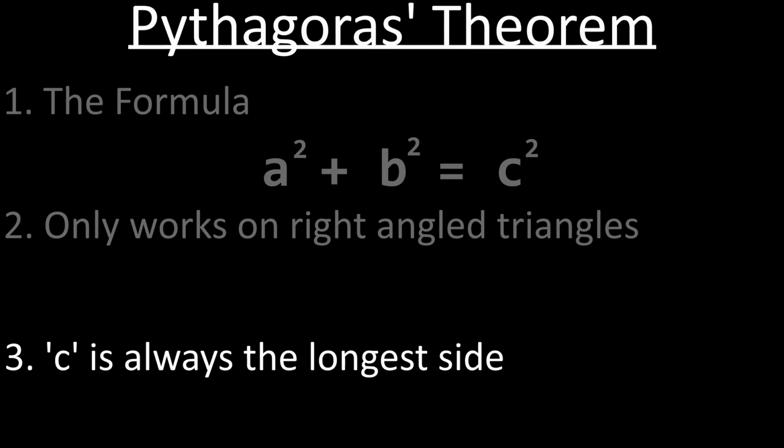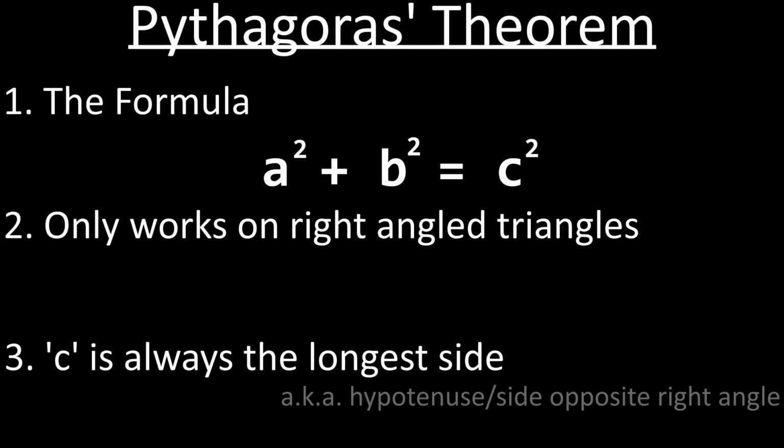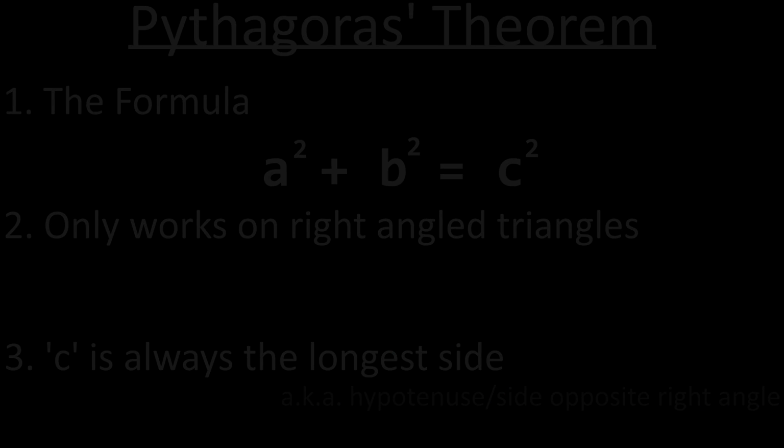Number three, c always represents the length of the longest side, and that is very, very important. Never ever use any of the other letters, a or b, to represent the longest side. And by longest side, I mean the hypotenuse, or you can call it the side that is opposite the right angle. Now that those three fundamental things are out of the way, let's go on with some examples.